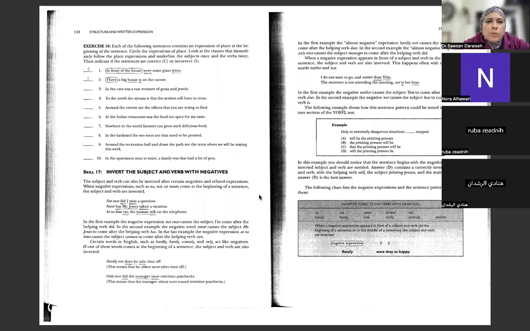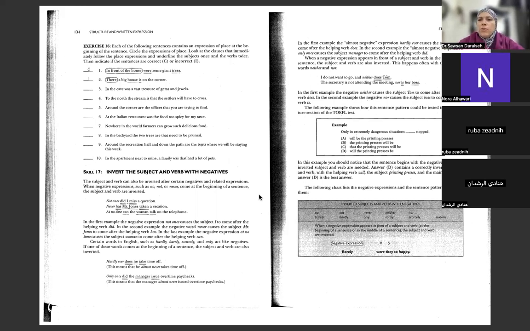Well, welcome back to Inversion in the TOEFL book. And today we're going to be talking about skill 17, which has to do with the inversion of the subject and the verb after negative expressions, okay?